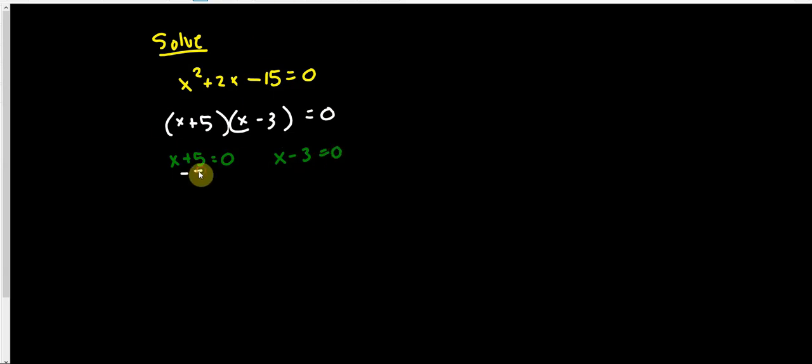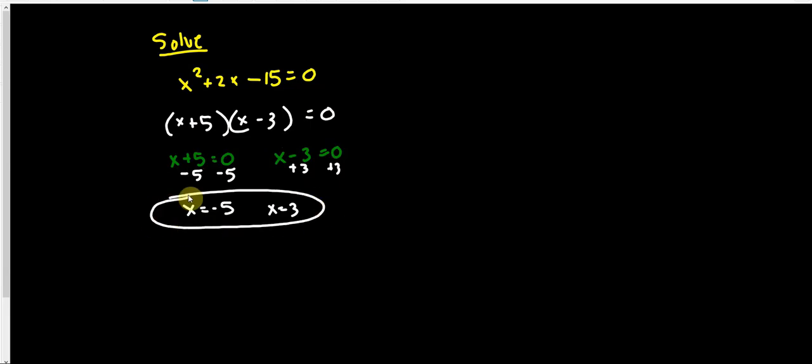I would need to subtract 5 from both sides, and so we found that x is negative 5. And here I would need to add 3 to both sides, and so we found that x is equal to 3. Great. So we found two solutions for x. I could plug both of these back in. Both of them would work. You could check them if you wanted to.